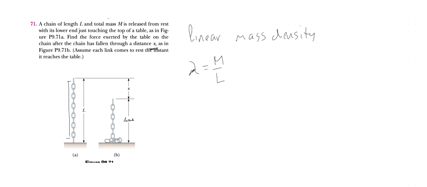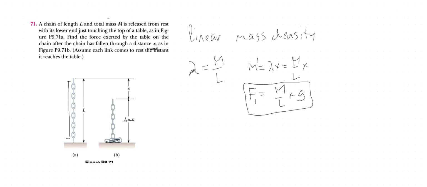From this linear mass density, we can easily solve the first part of the problem, because the first part of the problem is how much force the table must exert to sustain this chain. That's actually a normal force. The mass associated with that part, let me call it small m prime, is lambda times x, or in other words, m over L times x. And the force, F1, has to be m over L times x times g. But that's not the full solution of the problem. That's only part of the solution.